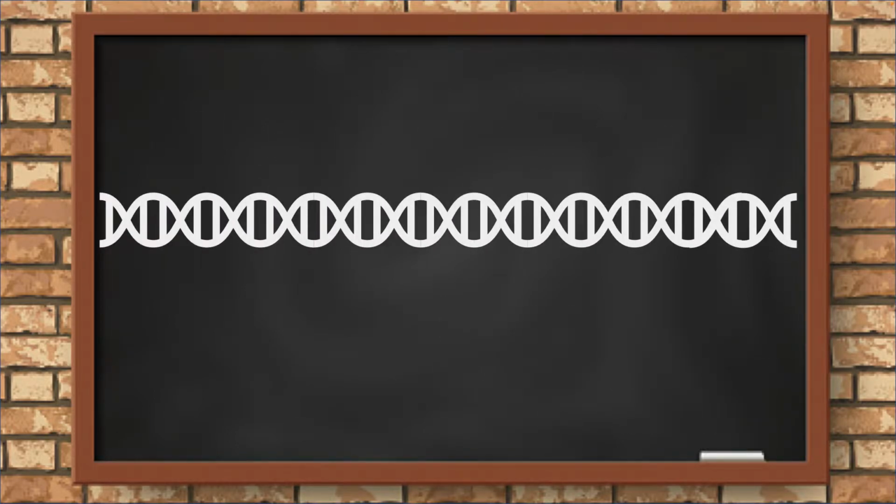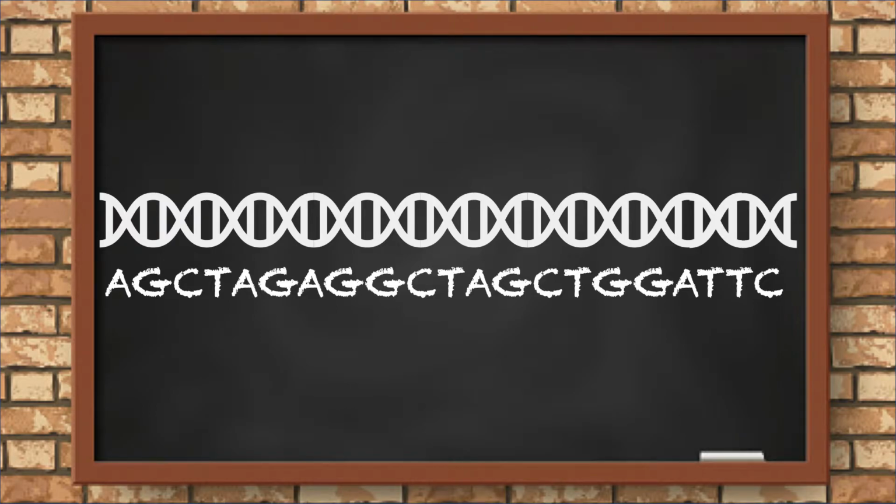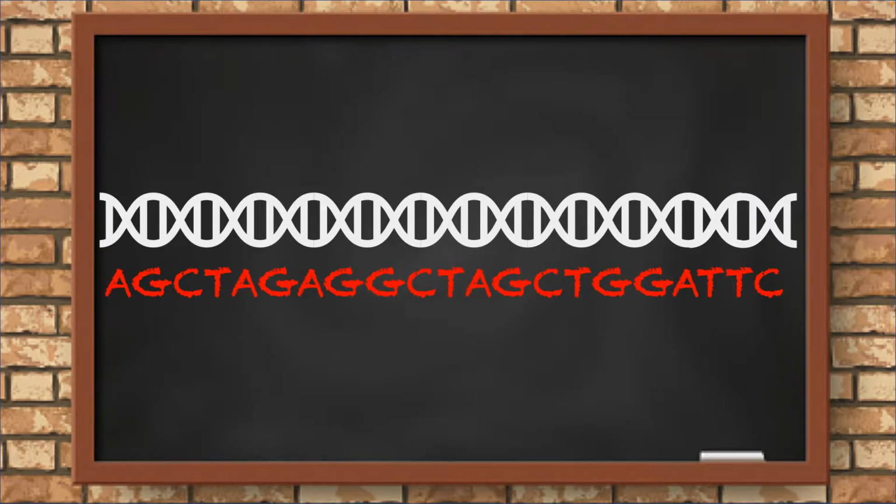DNA is a molecule made up of a long string of 4 possible molecular subunits, represented as A, G, C, or T. DNA molecules can be thousands or even millions of these letters long. DNA sequencing determines the specific order of subunits in a particular molecule of DNA.